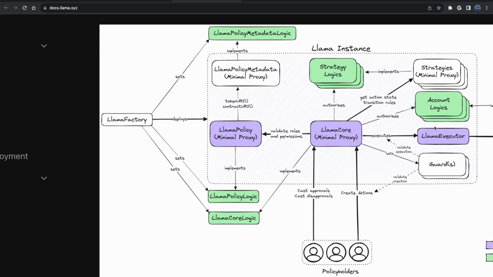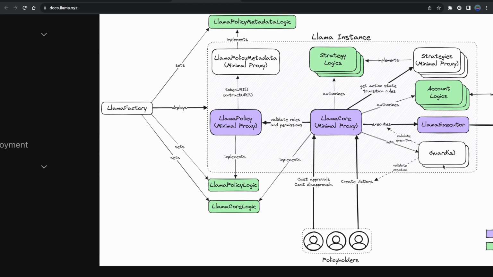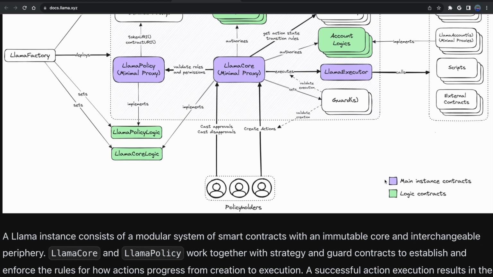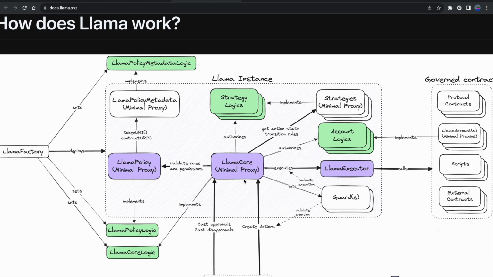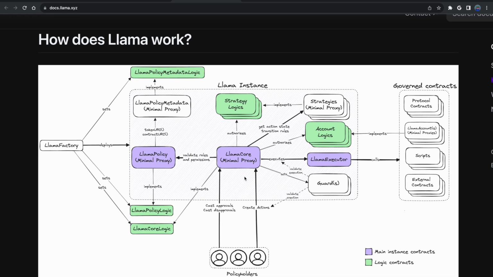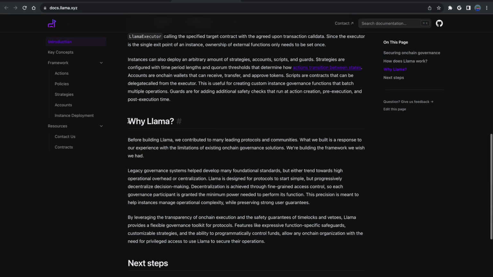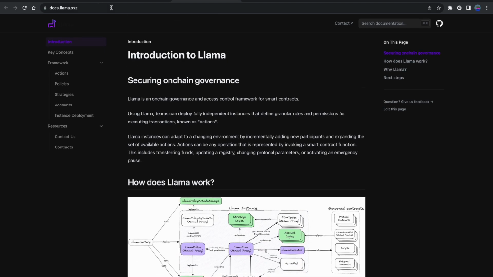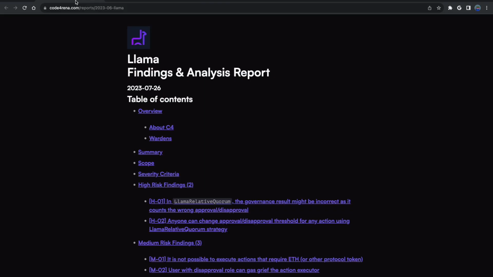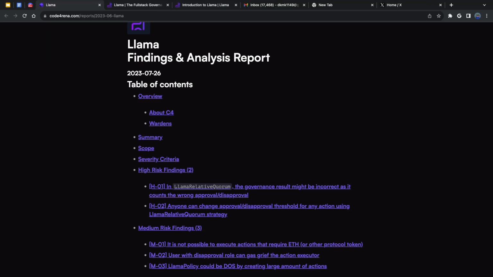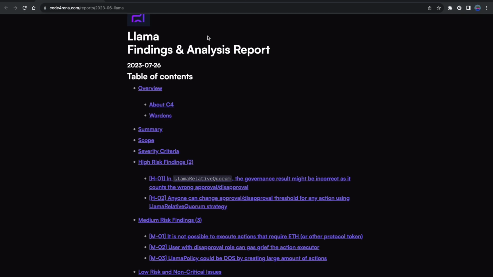We have account logics, Llama executor, we have guards. That sounds like a privileged type of role. You have policy holders. Interesting. So we know this is governance. There's going to be some access control stuff, and I'd probably read through this introduction section, but I'm not going to do that here. That's something you can do on your own time. So, like I said, that's just the first part: get a good feel of what Llama Protocol is. I know I sped through that very quickly, but that's essentially what you would do, just on a larger scale.